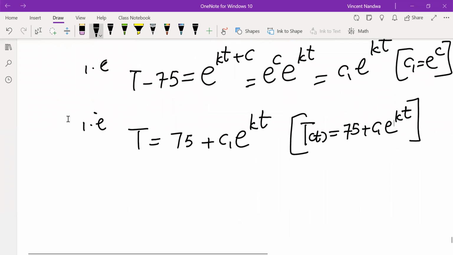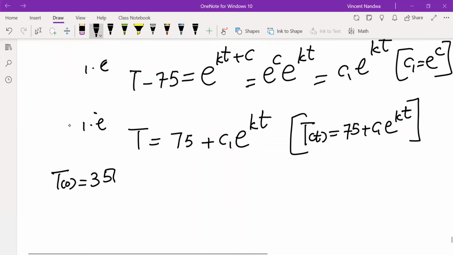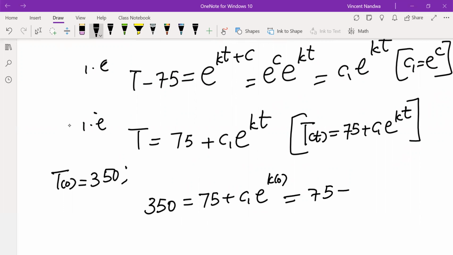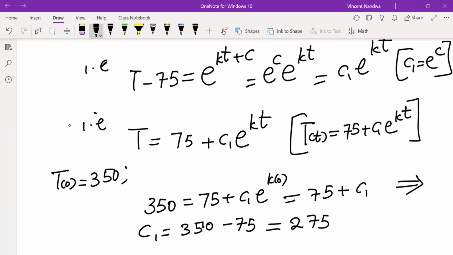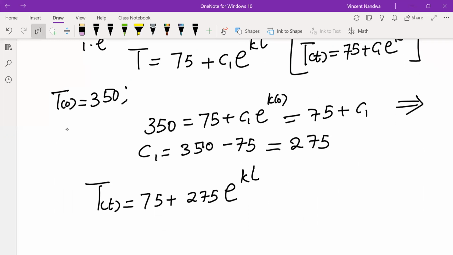Now, we know that T at 0 is given by 350. So 350 equals 75 plus c1 e raised power k times 0, which is 75 plus c1. Solving for c1 gives us 350 minus 75, which is 275. So the model becomes T of t equals 75 plus 275 e raised power kt.